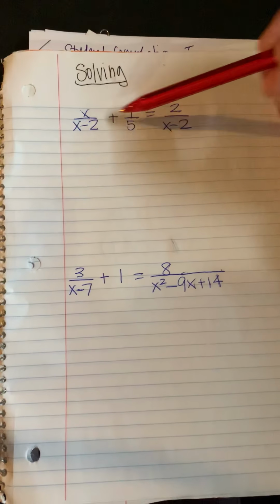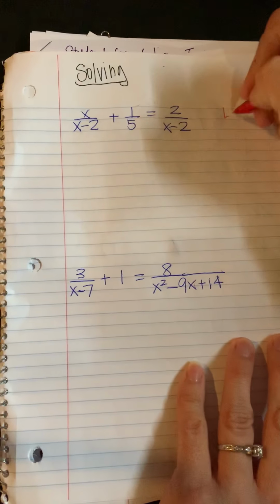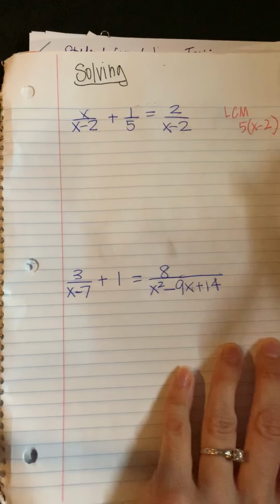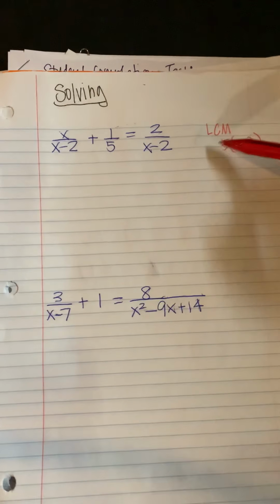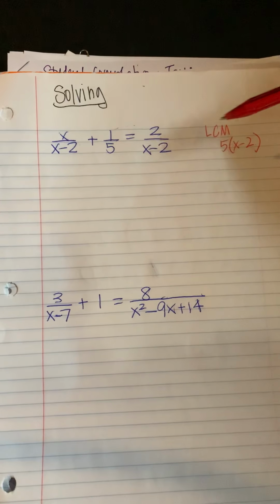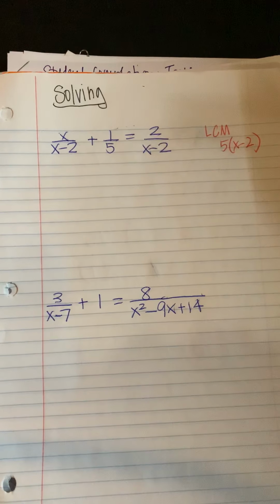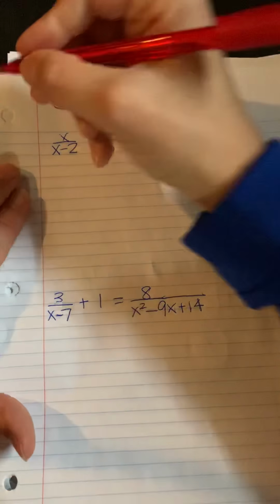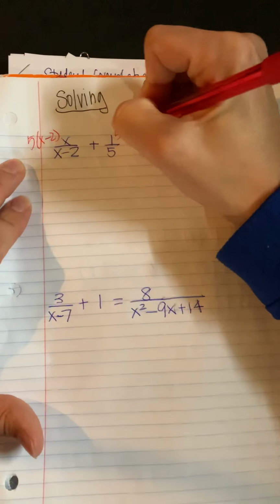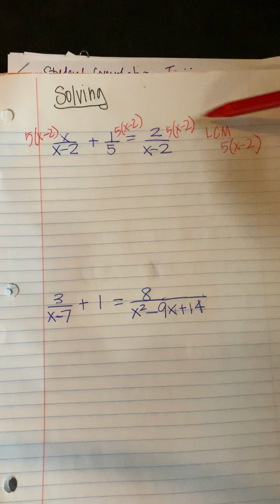So between x minus 2, 5, and x minus 2, the least common multiple in this case is 5 times x minus 2. So that is my least common multiple. It's basically what can all the bottoms become. So what I'm going to do then is use that and multiply that to each of these terms. So I'm going to do 5 times x minus 2 to all three terms.